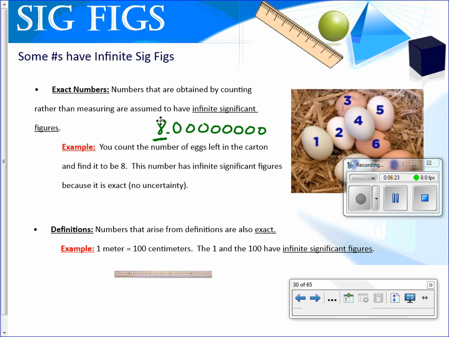Numbers that arise from definitions are also exact. So when we say 1 meter equals 100 centimeters, that's exact. We don't have to write 1.00000, etc., out to 100.0000. We say those are exact. They have an infinite number of significant figures as well.